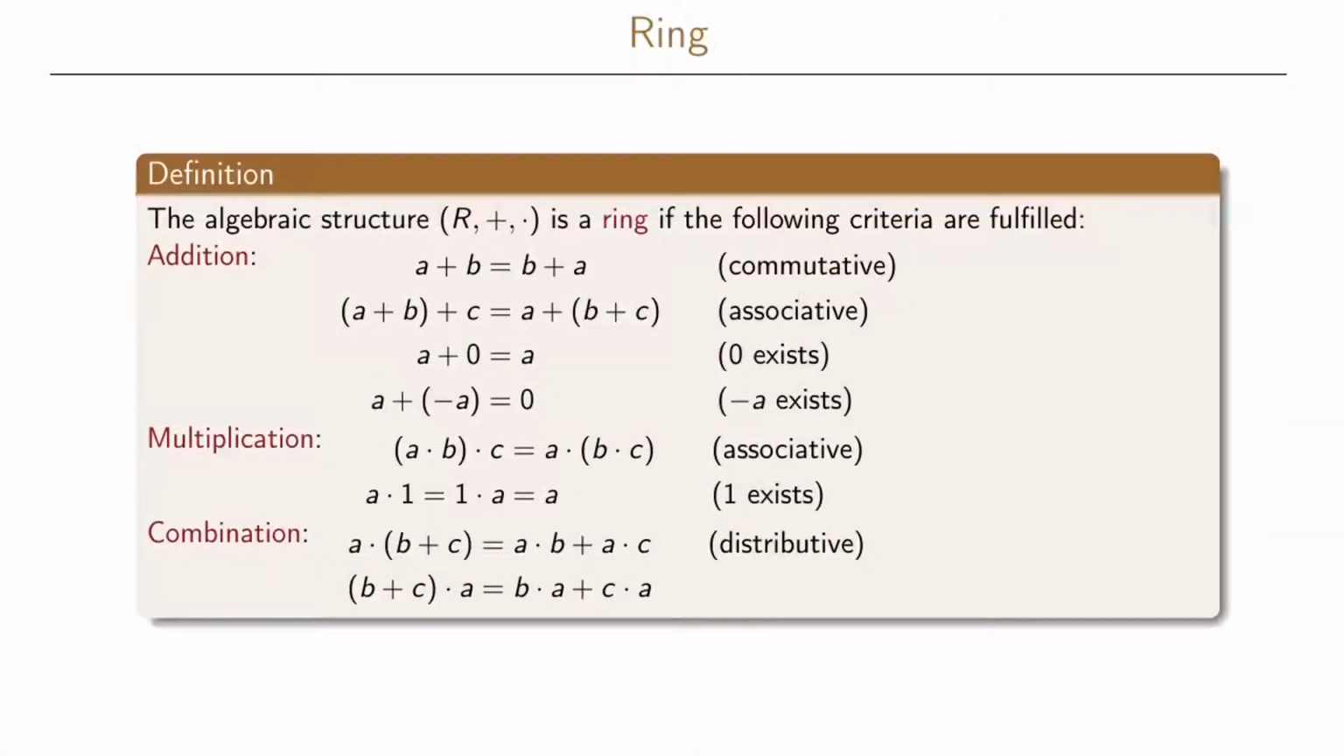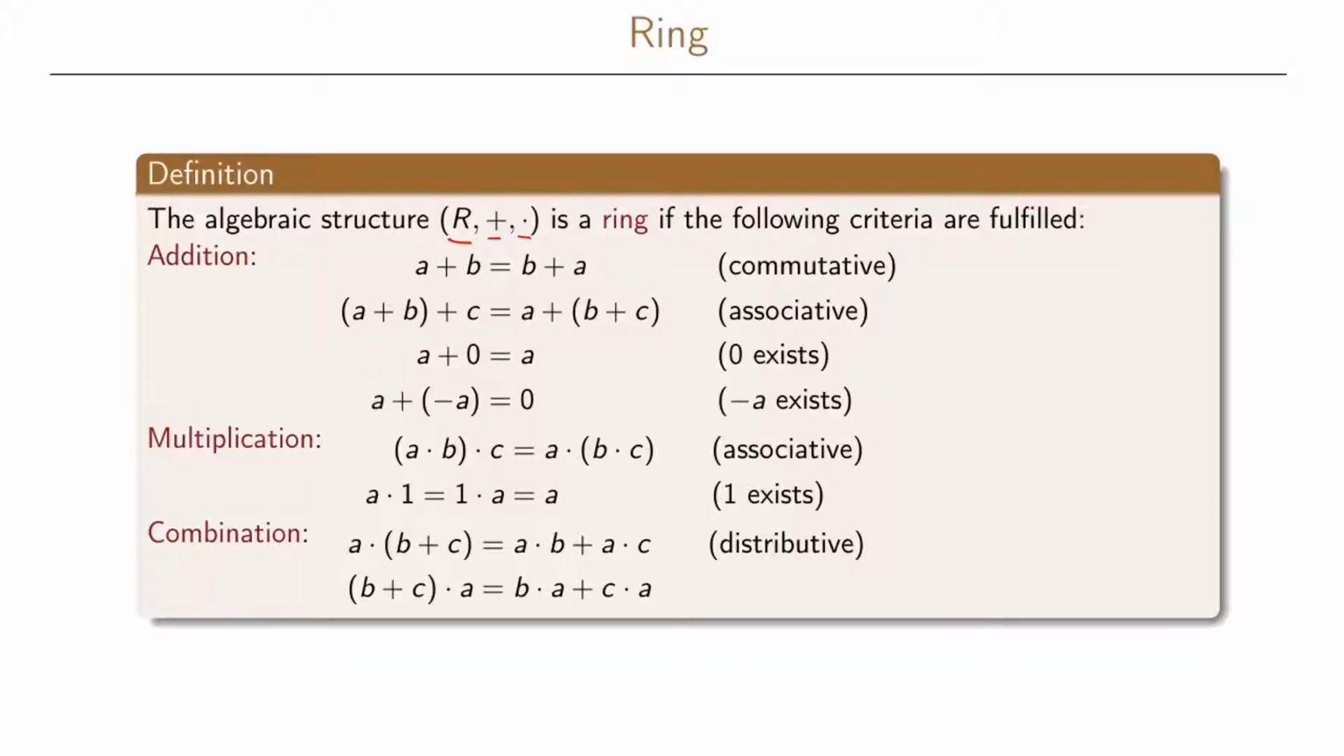Another important algebraic structure is the ring. So the ring consists of two operations. So we have the set R, the operation that we're going to call addition, and then the operation that we're going to call multiplication. So this is a ring if the following criteria are fulfilled.